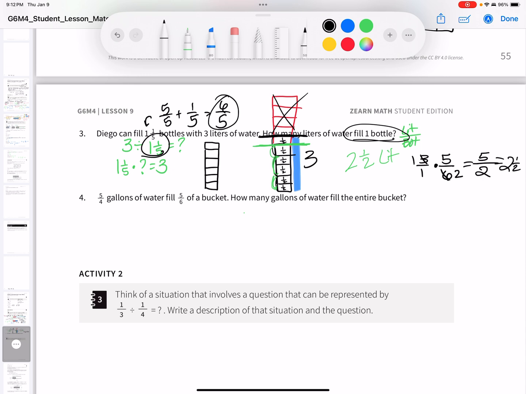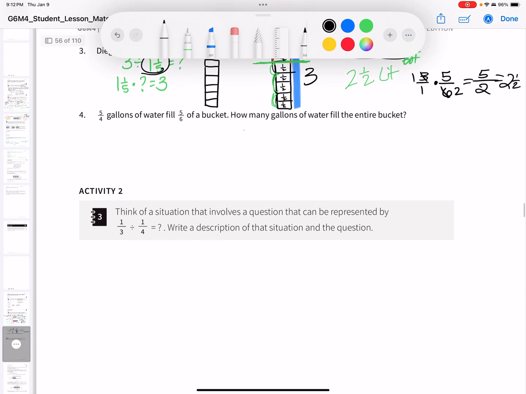All right, we're going to do one more. 5/4 gallons of water fill 5/6 of a bucket. How many gallons of water fill the entire bucket? So we have a bucket. Here's my bucket. And a whole bucket would be 6/6. So sorry, I got ahead of myself. Let's do our division and multiplication equation. How many gallons of water fill an entire bucket?